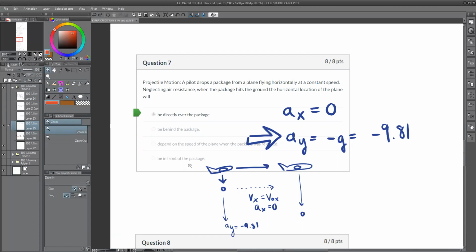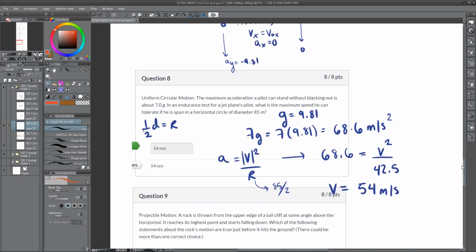What will change is the vertical component of velocity, because we know that acceleration of y is gravity, and there is no acceleration of x during horizontal situations like this. So the package is always going to be directly beneath the plane, and the only way that it's going to change is it's going to be falling the entire time. So AY exists, but AX is 0.